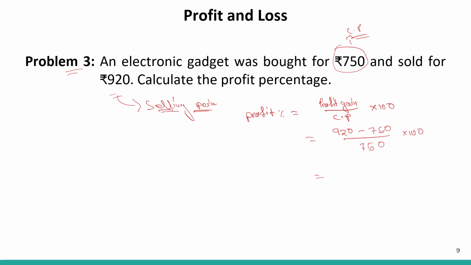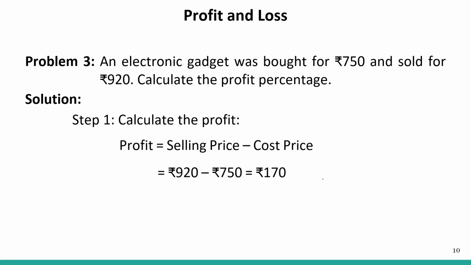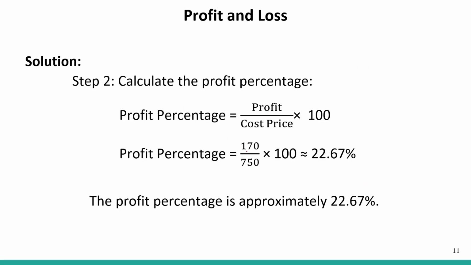So this will be equal to how much? So it will be 170 by 750, right? Into 100. So cancelling a 0 out from here, what we are left with is 17 by 75 into 100. So selling price minus cost price is equal to what? 170. So profit percentage will be 170 by 750 into 100. That is equal to 22.67%. So the profit percentage is approximately 22.67%.